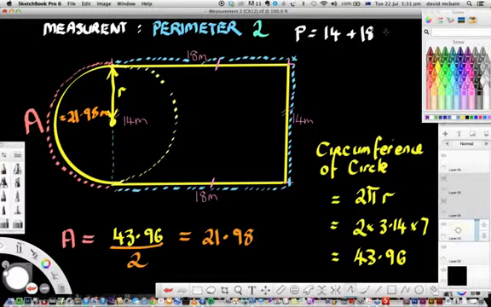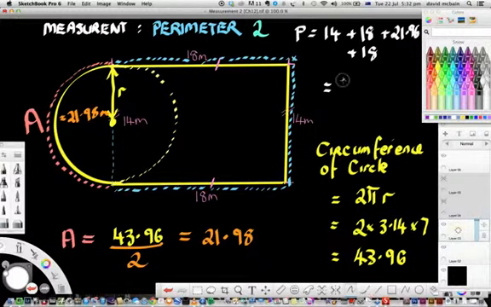21.96 plus 18 again. I'm running out of room, sorry, so I have to go down here. Plus 18 again. And if we add all those up, we're going to get 71.96. I probably could have done that in my head, but I was feeling a bit lazy.